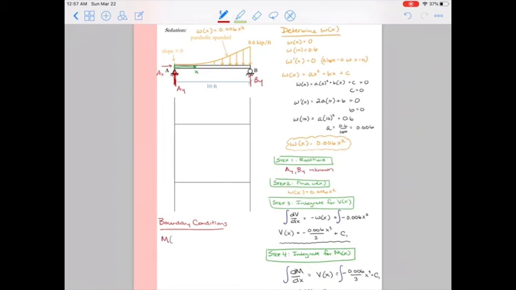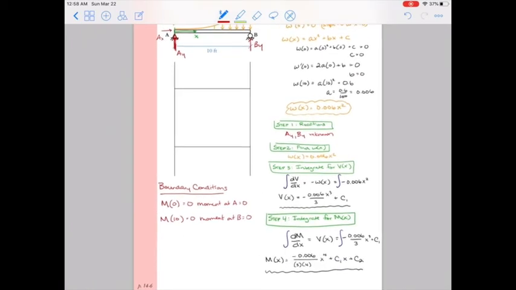So basically M of 0, so M at x equals 0, has to be 0, and that just tells me that the moment at A has to be 0. And likewise, the moment at 10 feet, M of 10, has to be 0, because the moment at B also has to be 0. And so now I'm going to use these boundary conditions and substitute them into my moment equation that I underlined there in black.